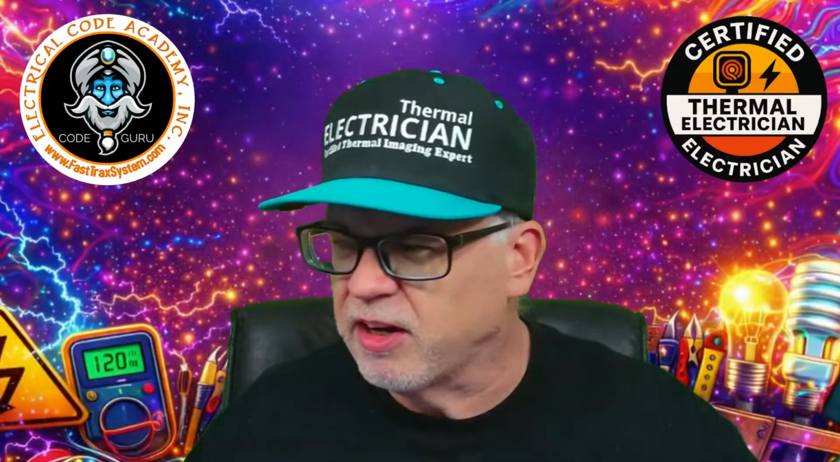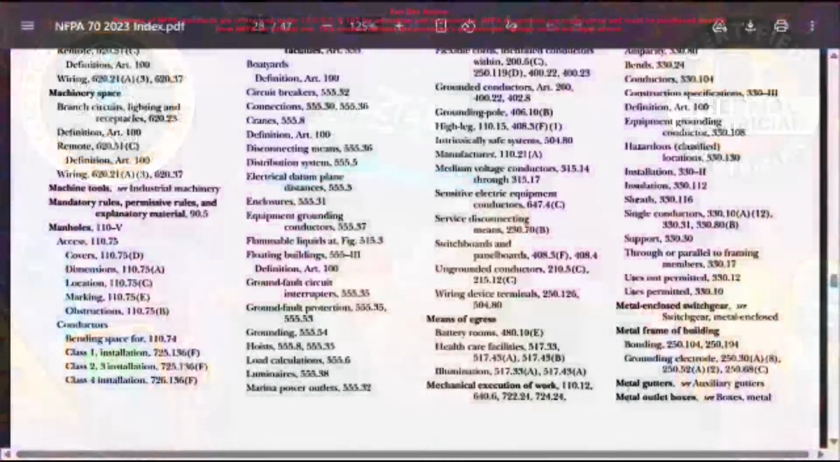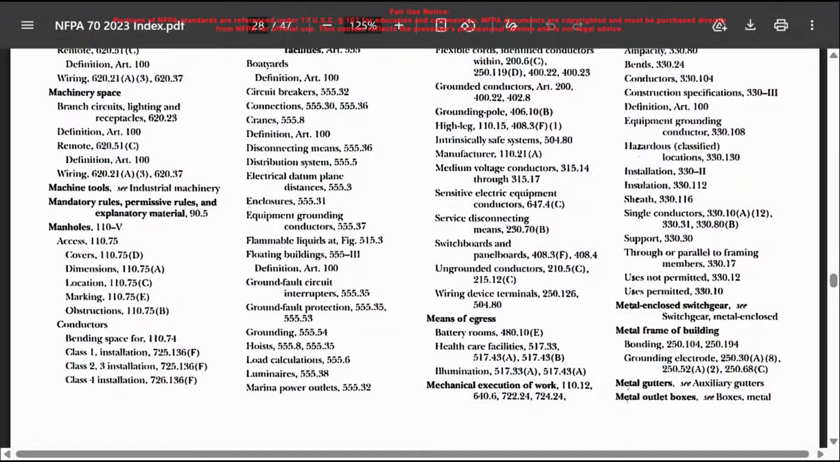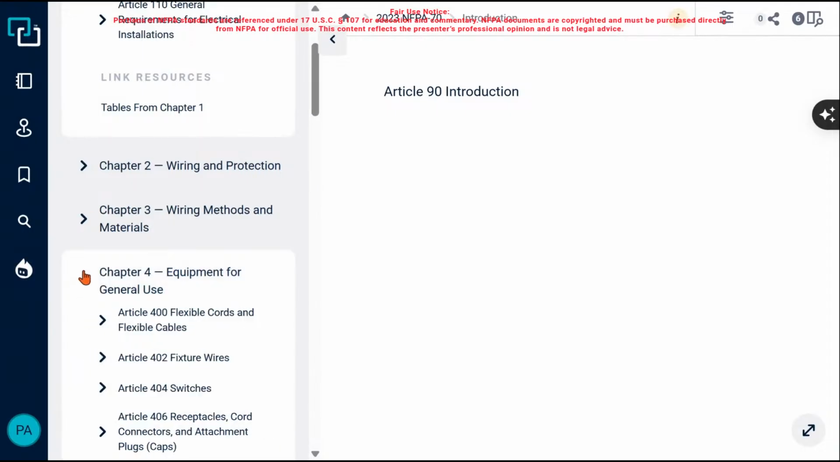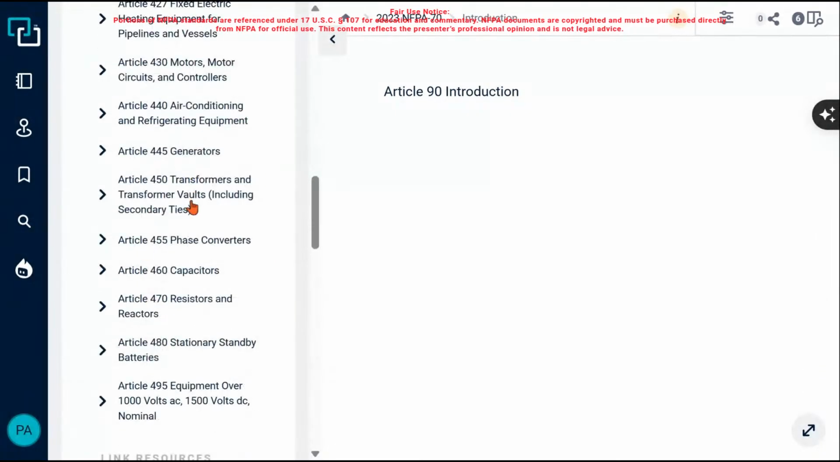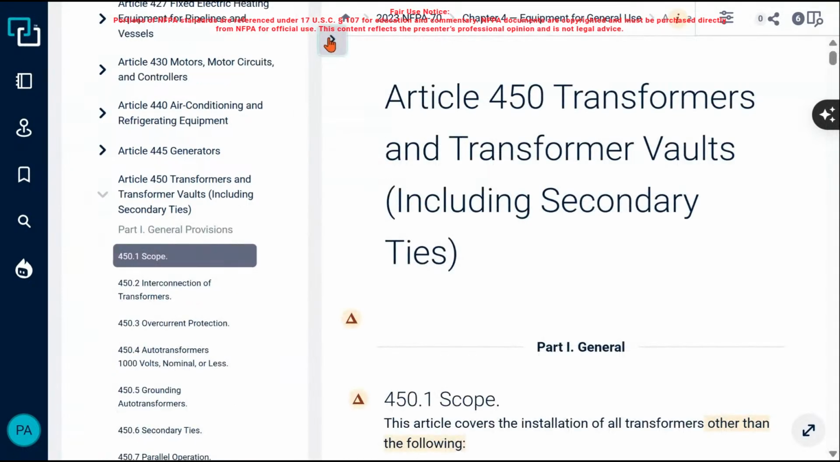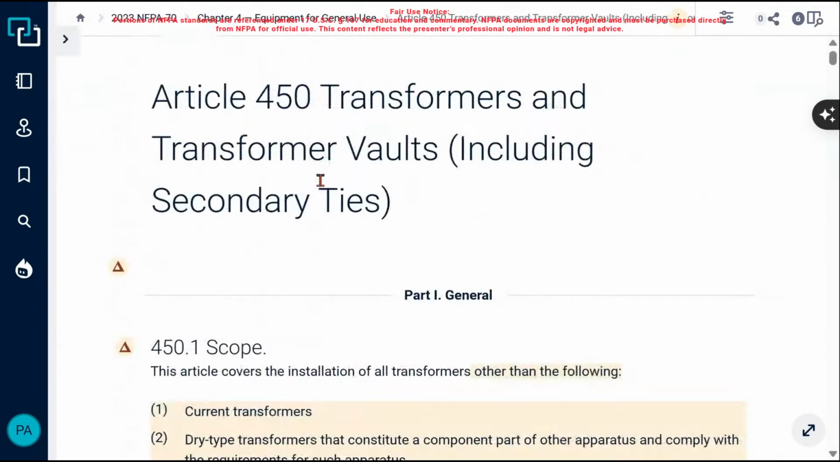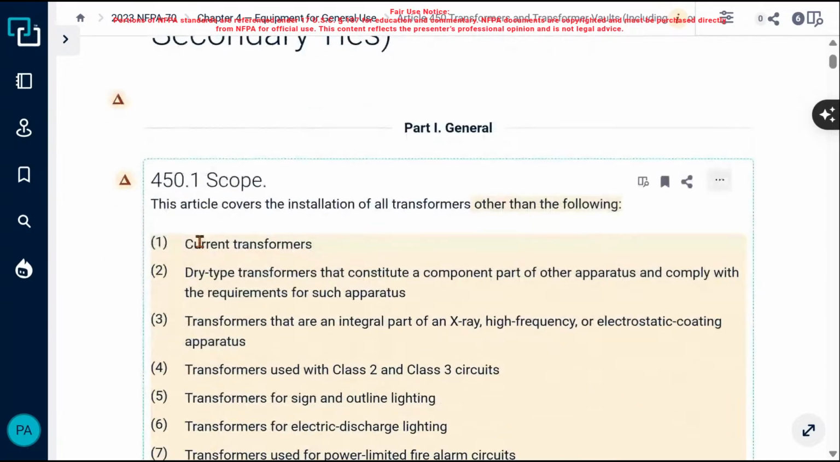All right, so let's go to the NEC, and we're going to do some bold scanning here. We're going to go down to 450, looking for markings. So here we go. All right, so we're at 450. Now, here's bold scanning, folks. You ready? We know we're looking for impedance. We know we're looking for kVAs. We know we're looking for the word marked or markings. So we're going to bold scan here.